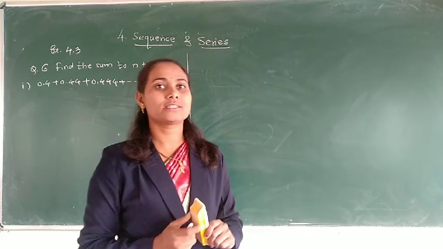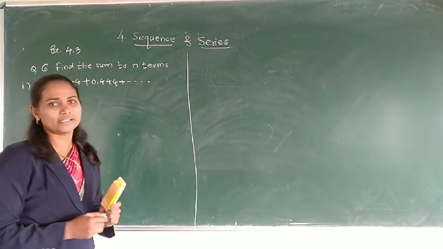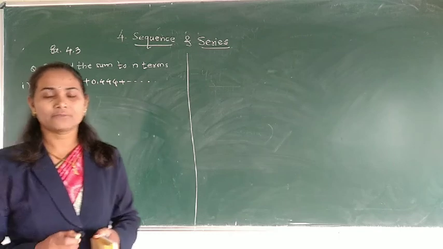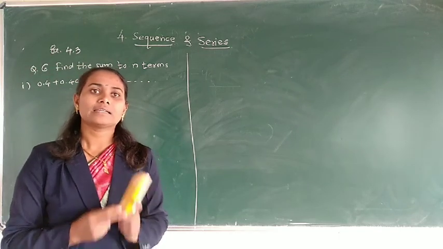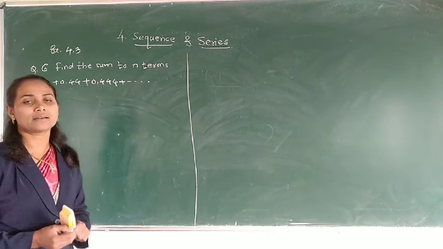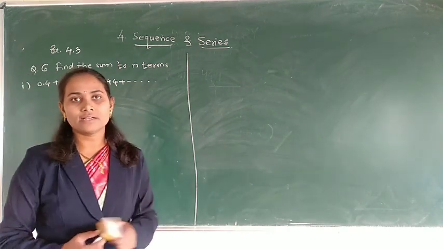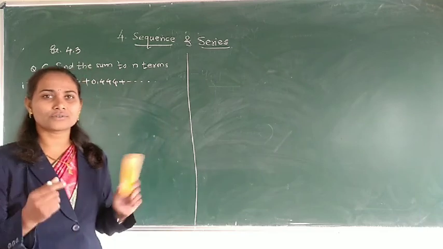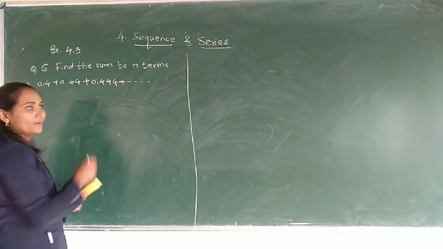In the last lecture, we saw exercise 4.3 and completed question number 1 to question number 5. Now we are going to see our next question, question number 6. Find the sum to n terms of a given sequence. In the last lecture we also found the sum of this type of sequence.